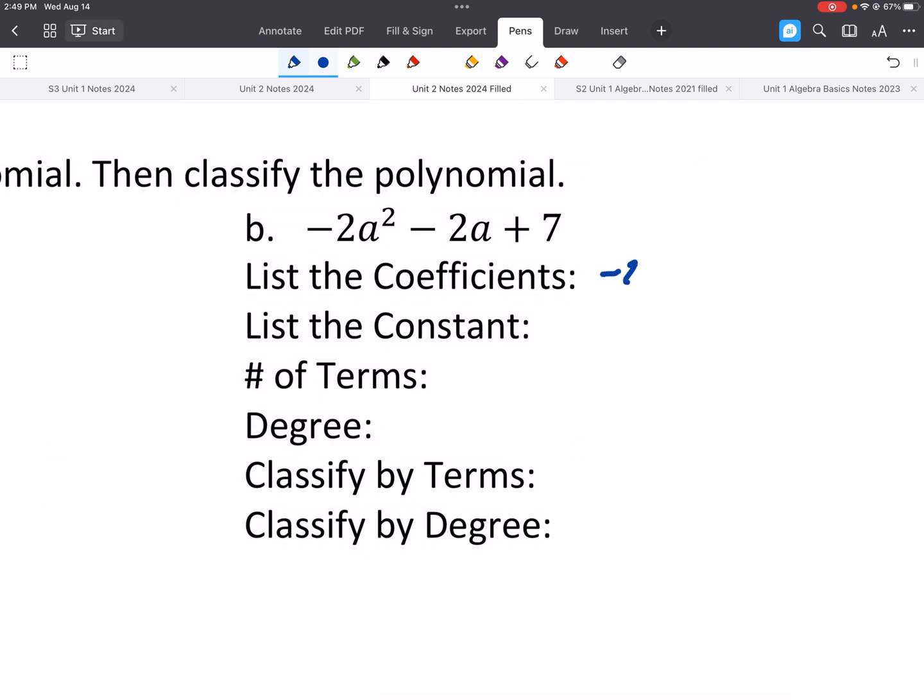Coefficients, we've got -2 and -2. Constant of 7. Number of terms, we have 3 terms. If it has 3 terms, we call it a trinomial. And the degree here is a 2. So, that's called a quadratic.